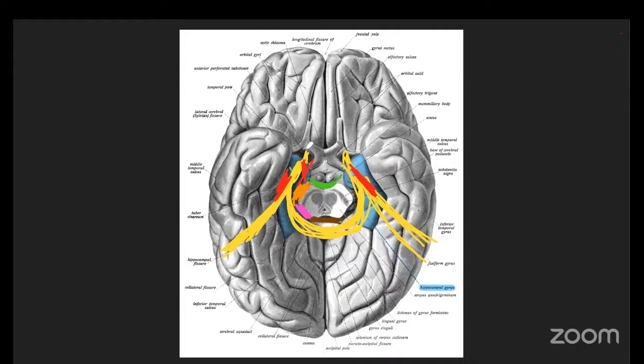Is all of this clear? Uncal herniation is going to affect cranial nerve 3. What is another vessel that is in close communication here, which is also going backwards like this? Superior cerebellar artery. No, superior posteriorly... PCOM. PCOM is going to go here.